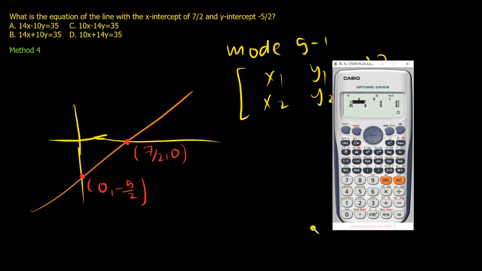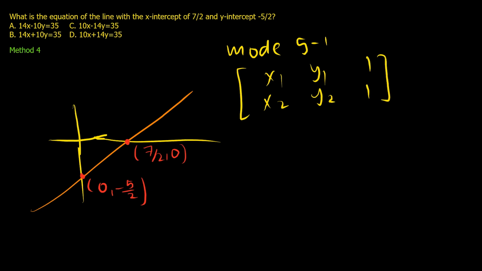Let's say that is 0.1 again. Then 0.2. So you have 0, negative 5 over 2, 1, 7 over 2, 0, 1, equal to 2 over 7. So that's the first coefficient of x, and negative 2 over 5 is the coefficient of y. So we have 2 over 7x minus 2 over 5y is equal to 1. Okay, is equal to 1. I forgot, so simplify, class.